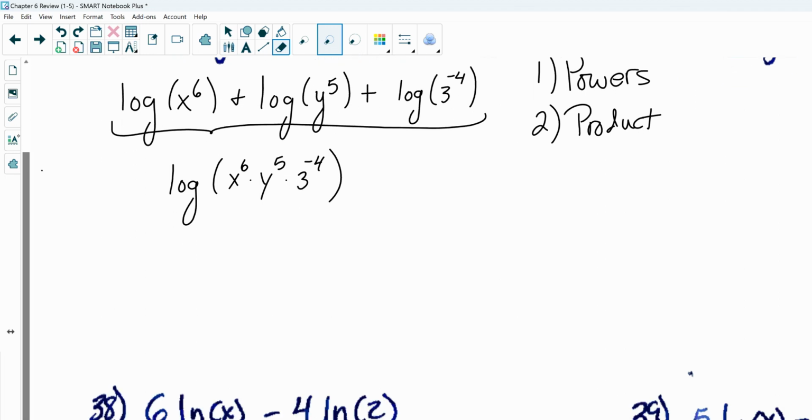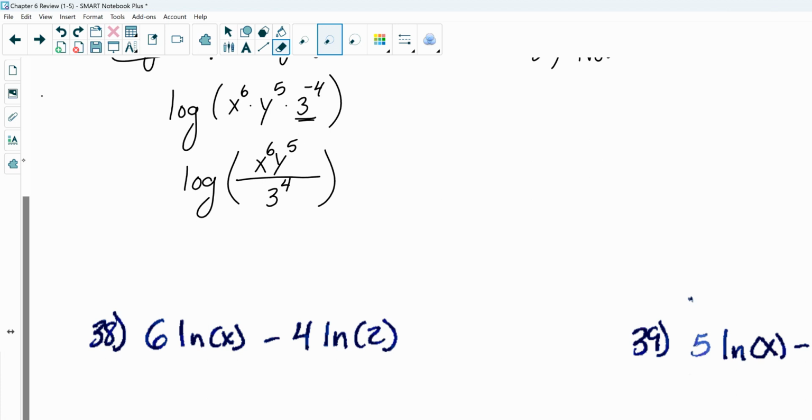Now at this point here, we do need to do some simplifying, and the main reason is that our 3 has a negative exponent. To make that exponent positive, we move it from the top of the fraction to the bottom. Our x to the 6, y to the 5th stay on top because their exponents are positive.